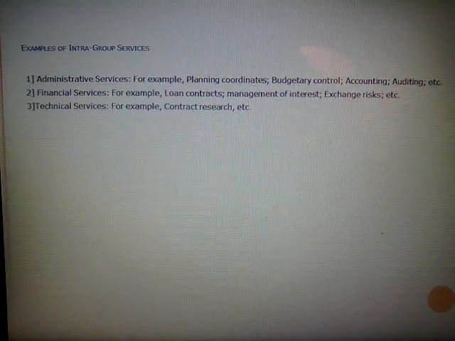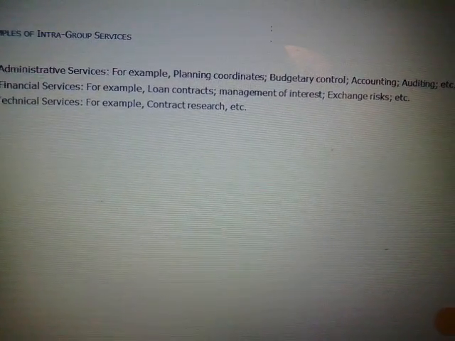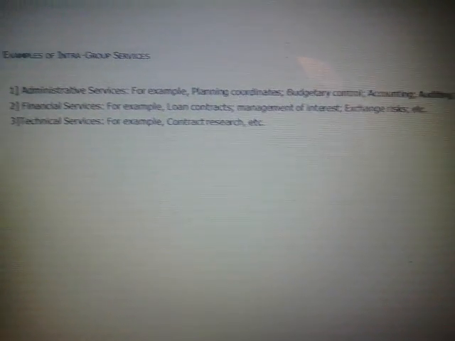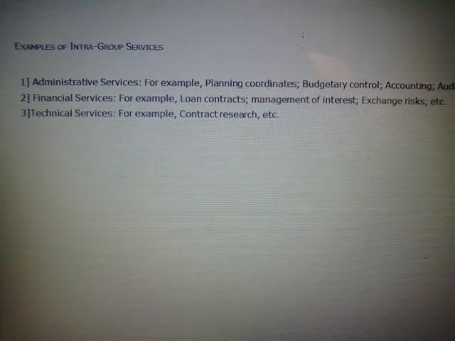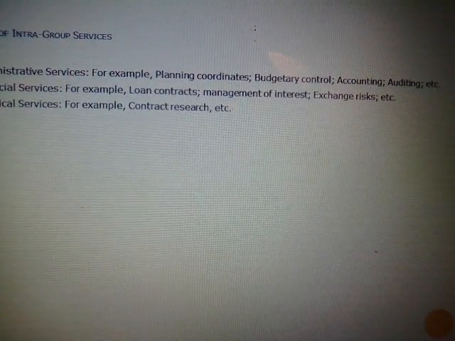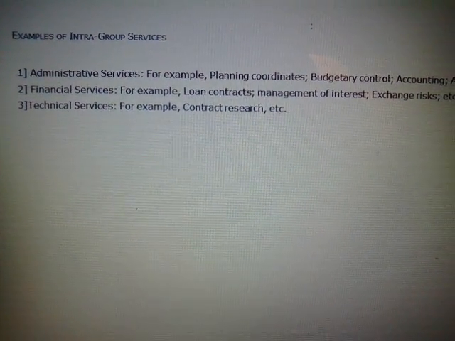Examples of intra-group services. 1. Administrative services, for example, planning coordination, budgetary control, accounting, auditing, etc. 2. Financial services, for example, loan contracts, management of interest, exchange risk, etc. 3. Technical services, for example, contract research.